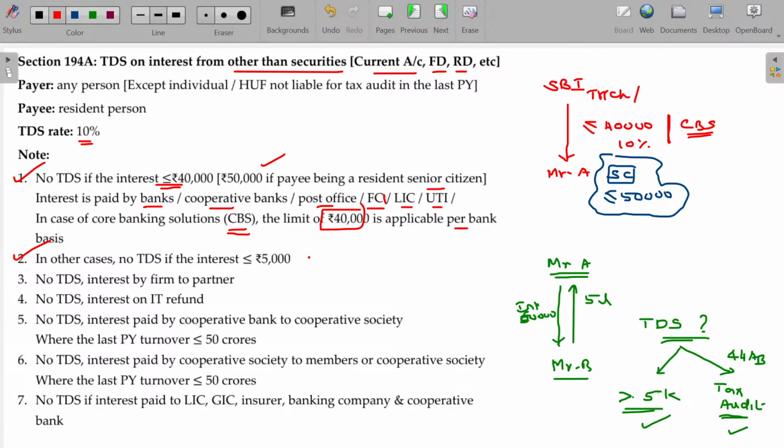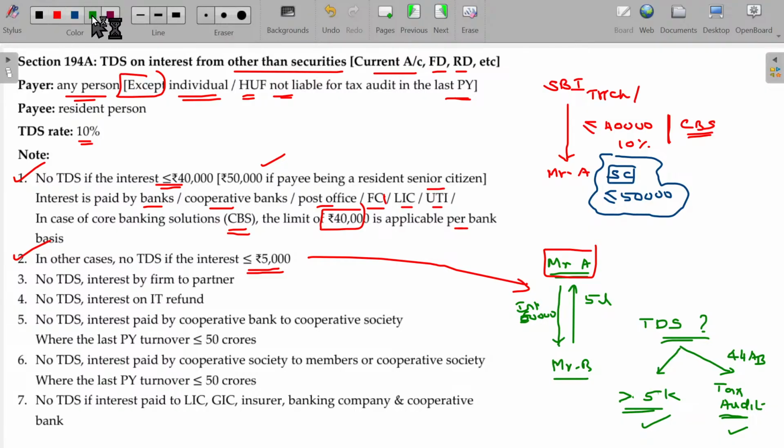Second case, in other cases. If the interest is less than or equal to 5,000 rupees, TDS is applicable, but provided the payer is any person, but in case of individual and HUF, not liable for tax audit in the previous year, will not fall under this. Individual and HUF case means that the interest payer being an individual and HUF should fall under tax audit, else he will not be liable to deduct the TDS at all.